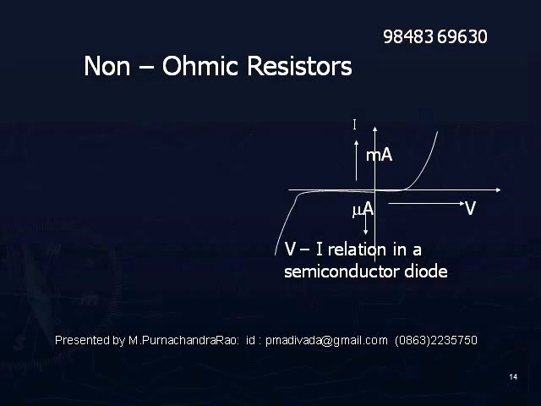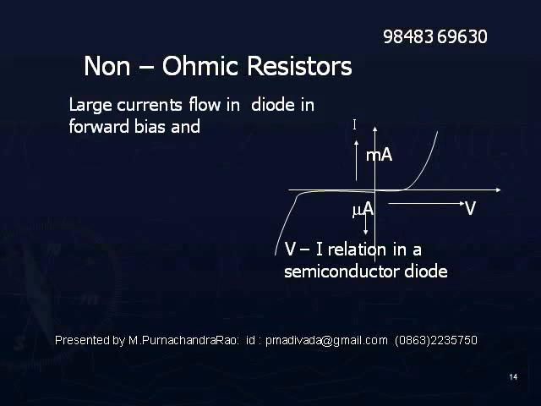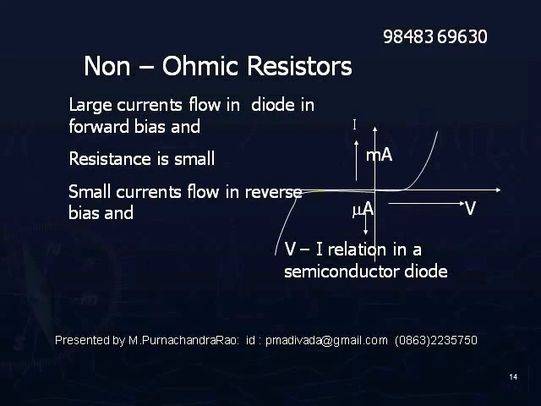If we observe the curve between potential difference and current in a semiconductor diode, in the forward direction, when the voltage is increasing, the current will also increase. Though it is non-ohmic, the current increases. But when the polarity of the battery is interchanged, in the reverse direction a small current flows in the diode, in microamperes. In the forward direction it flows in milliamperes. So the magnitude of current changes, and a large resistance is offered in the reverse direction.